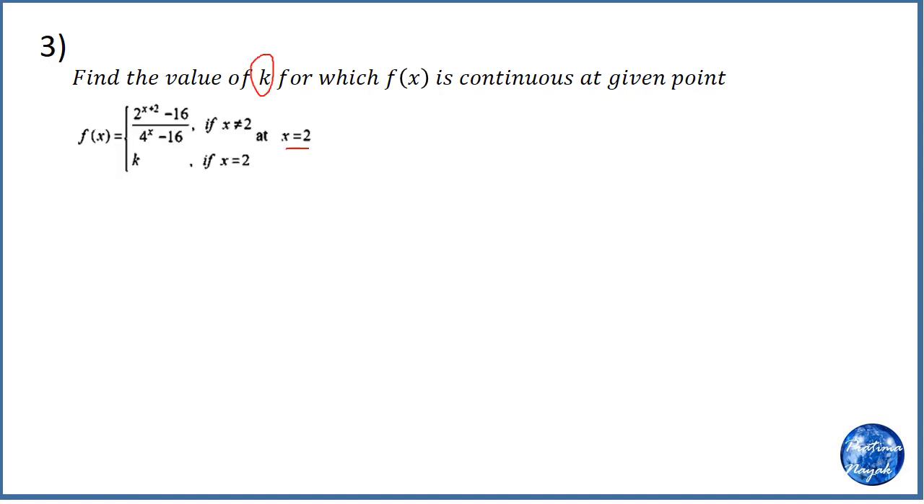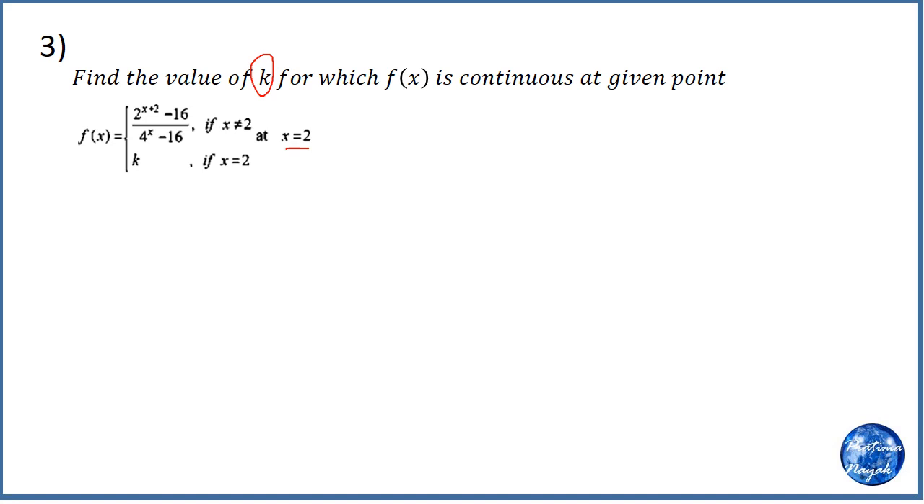Next is question number 3. Find the value of k. Again a similar question. Find the value of k for which f(x) is continuous at a given point. Given point means this is the given point, x is equal to 2. And you have to get again the value of k. So you have now learned how to answer this question.